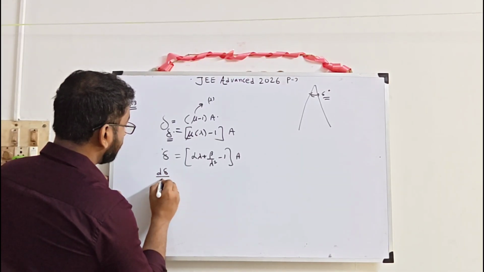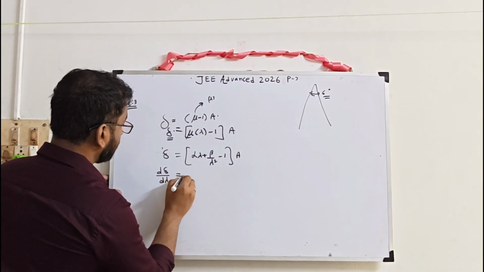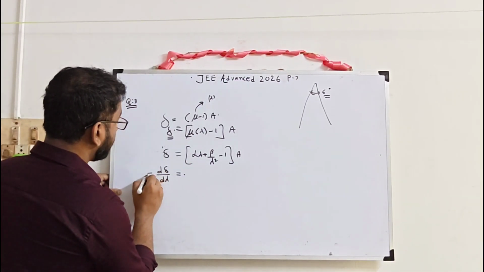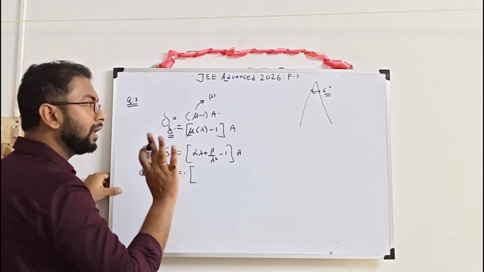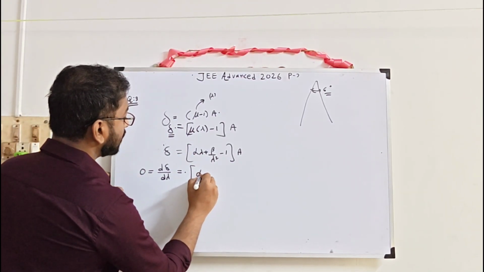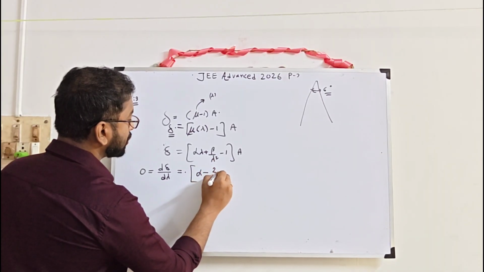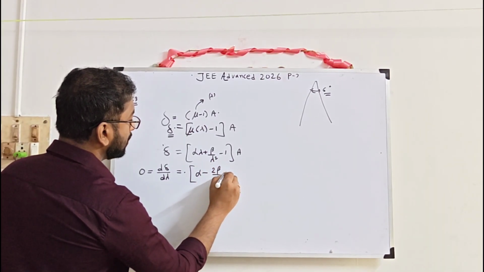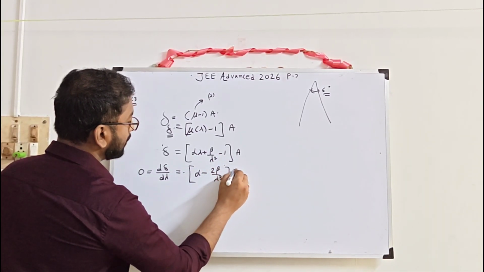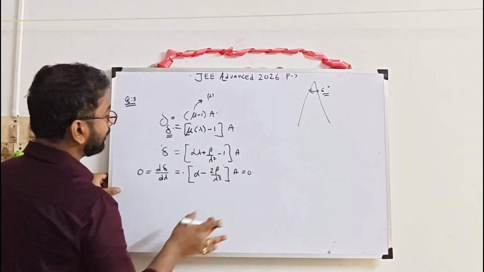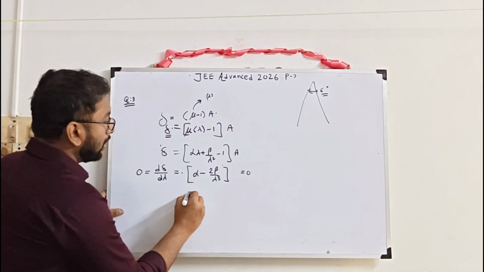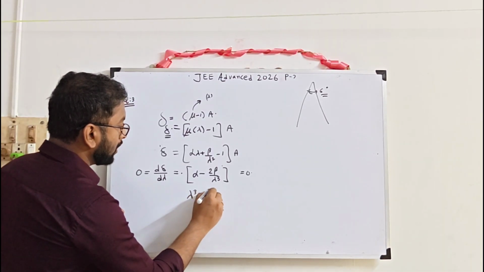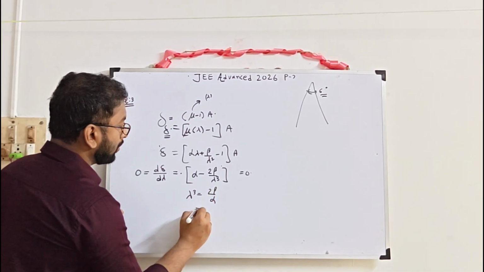So what is the minimum? Whenever this becomes 0, that is the minimum or maximum condition, but in this case we will get a minimum for sure, that is why it is given. So alpha, this differentiation is minus 2 beta by lambda cube, this is 0 by the way, multiplied with A is going to be 0, that is why we'll just remove A here. Now lambda cube I am getting as 2 beta by alpha.